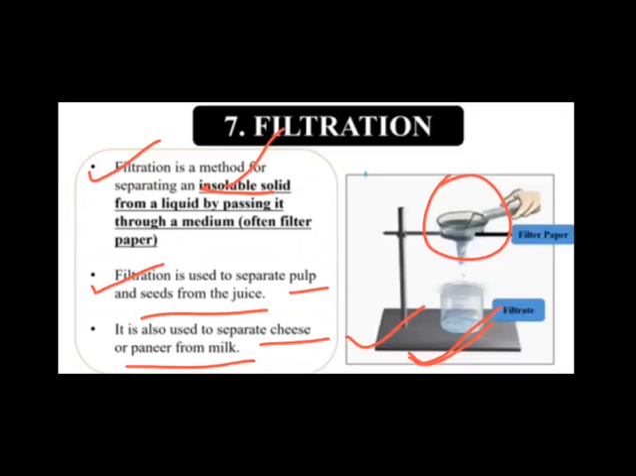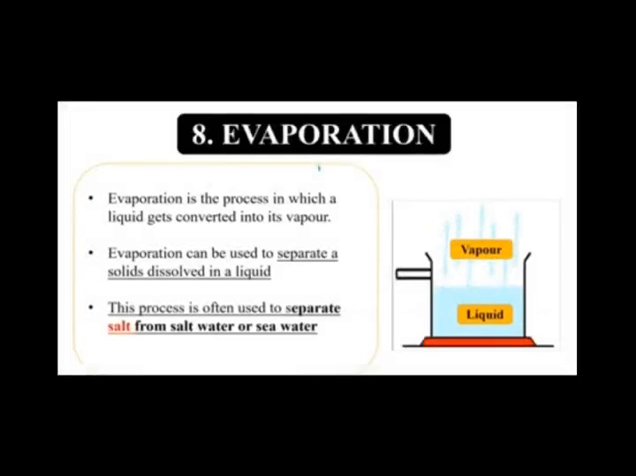Now the next method of separation which we have to study is evaporation. All of you know about evaporation. What is evaporation? Evaporation is the process in which a liquid gets converted into its vapor. This evaporation is also used as a method of separation, right? So I think you have never heard about this. Now here we will see where we can use this process of evaporation to separate the components.